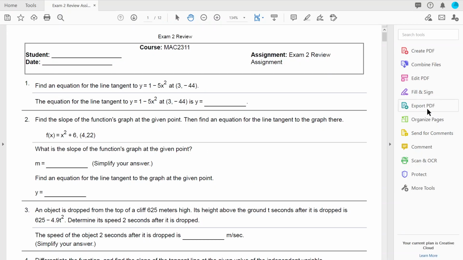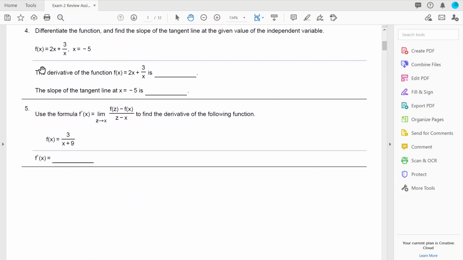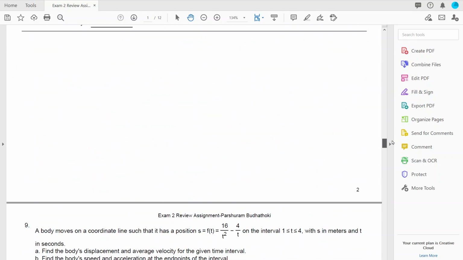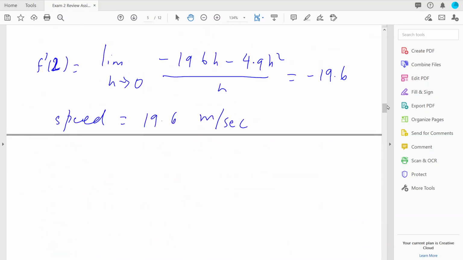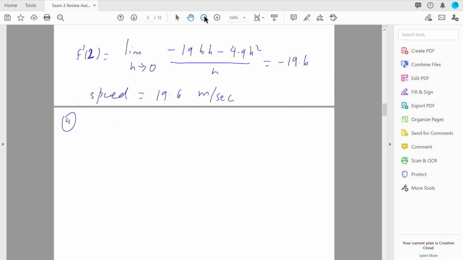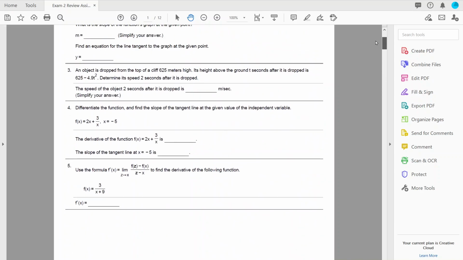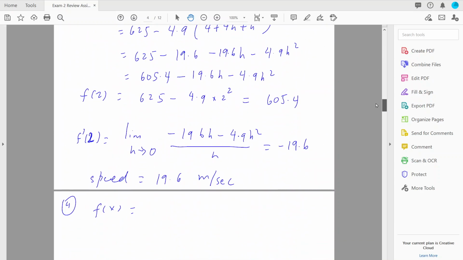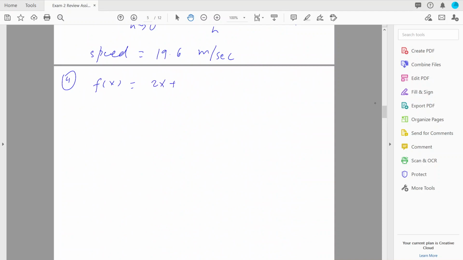So let's go back here. Problem 4: the function is 2x plus 3 over x. We want to find the derivative first, and we can find the derivative by using this limit definition.